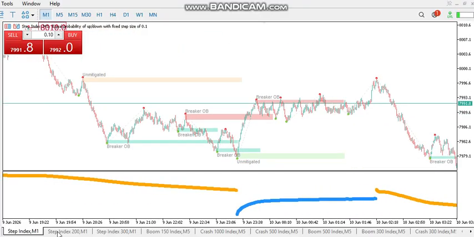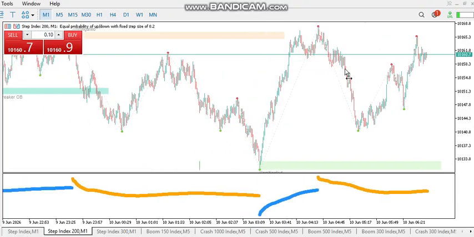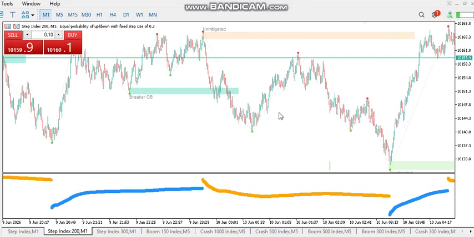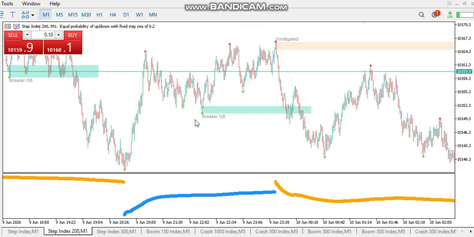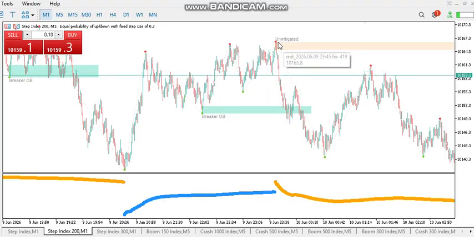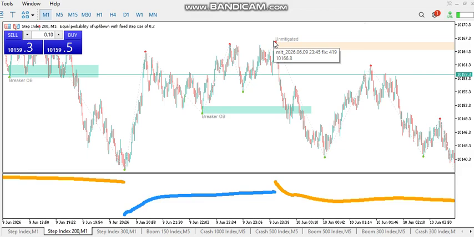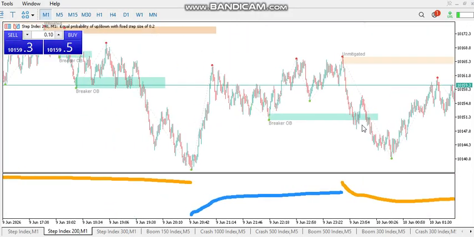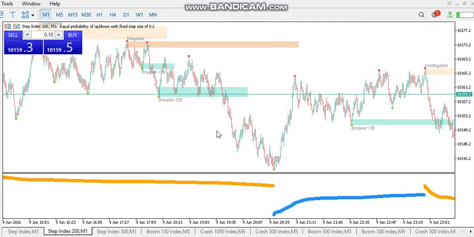So on our step index 200 and 1 minute time frames, we can also check the charts and see what has happened so far. You can see here we have our breaker OB. Now what we are looking for is our mitigated level. You can see our mitigated level from here, and what you are going to see next is a reversal, where the price will go up to this particular breaker OB until it breaks it up. You can see that.